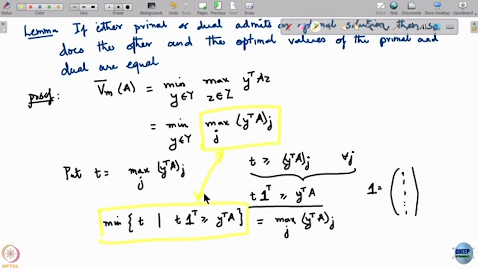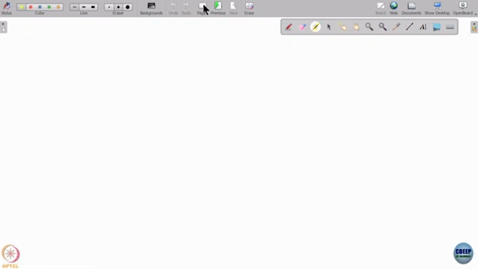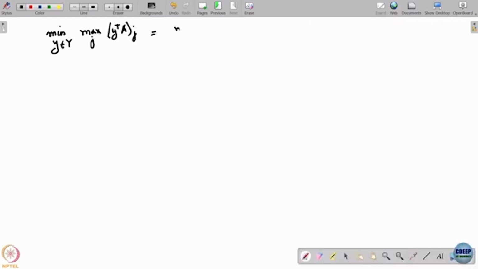Okay. All right. So now I can go back, and I was going to write the minimum over y in Y of the max over j of y transpose A j. Now that is actually the same as the minimum over y in Y and the minimum over T of T such that T times 1 transpose is greater than or equal to y transpose A. It is a minimum.